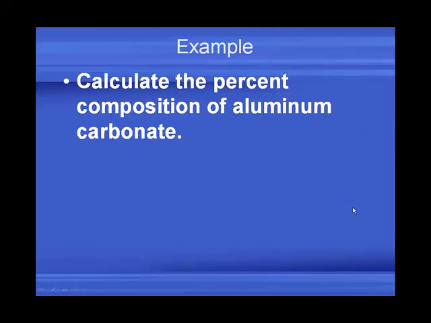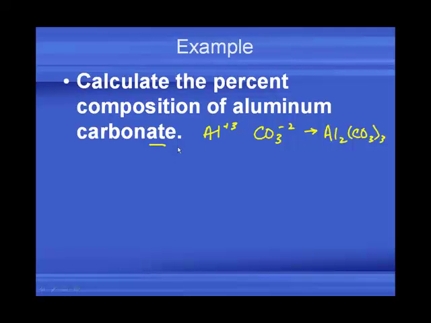Calculate the percent composition of aluminum carbonate. So you had to learn how to name things. Let's put together aluminum carbonate. Al has a +3 charge. Carbonate, I know from that ate ending, is a polyatomic ion, CO3, -2. Well, that means my formula will be Al2(CO3)3, like that.